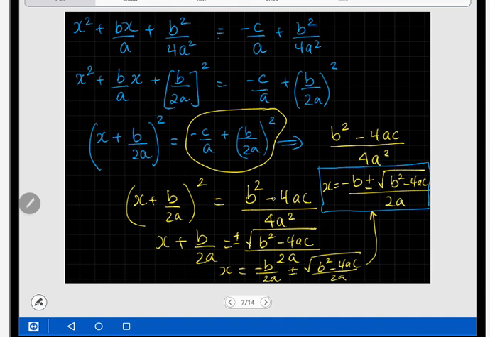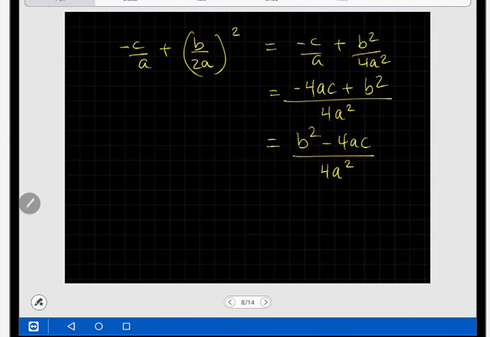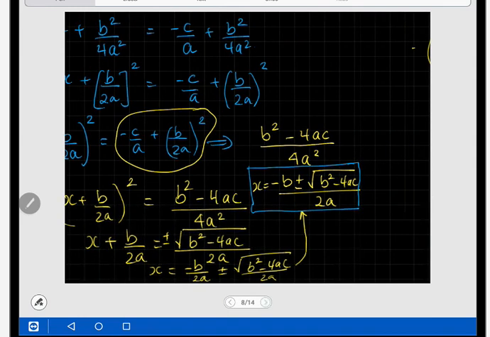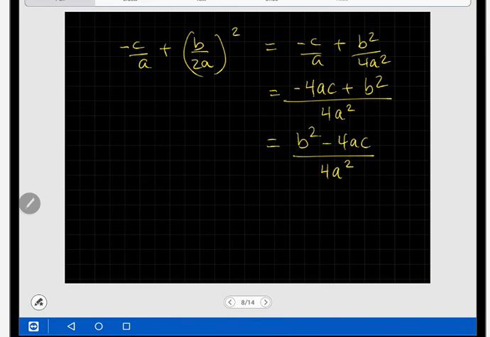Okay, now how did we get the b squared minus 4ac over 4a squared? Here you go, guys. Look, this is how I did it. Minus c over a plus b over 2a to the square. This part here, right? I try and solve it. It's minus c over a plus b squared over 4a squared, right? Then I add those two fractions together. This is what I get, right? And then I simplify it that way. All right.